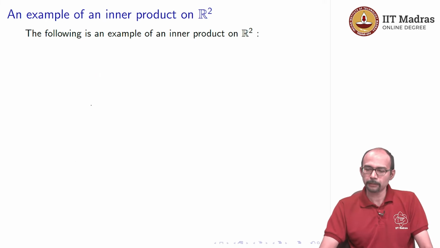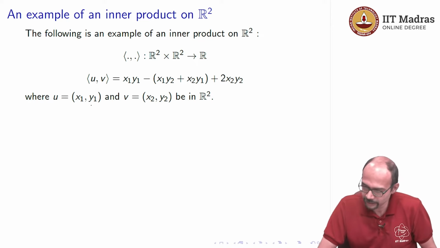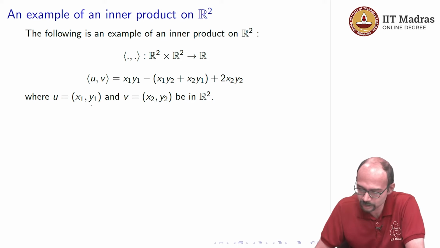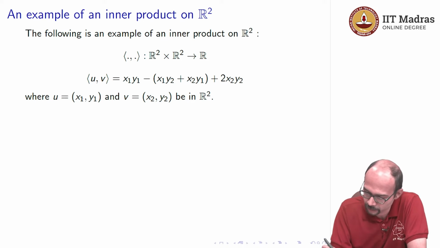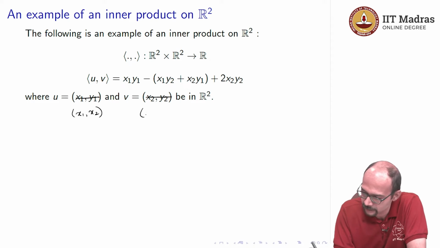Let us now look at an example of an inner product on R2, which is not the standard inner product, the dot product that we saw earlier. This is a slightly different example. Here is the definition: u comma v is x1 y1 minus x1 y2 minus x2 y1 plus 2 times x2 y2, where u is x1 comma x2, and v is y1 comma y2.